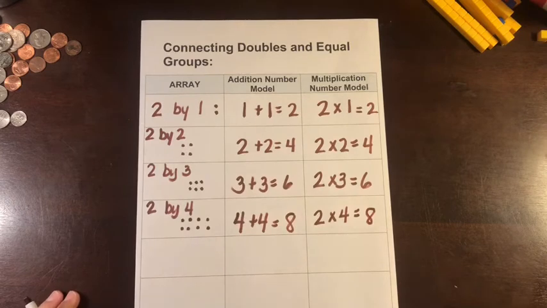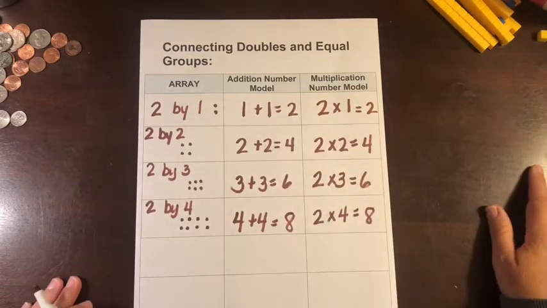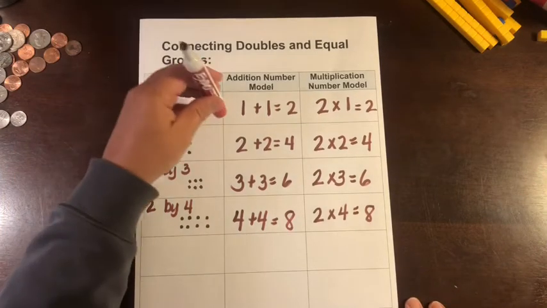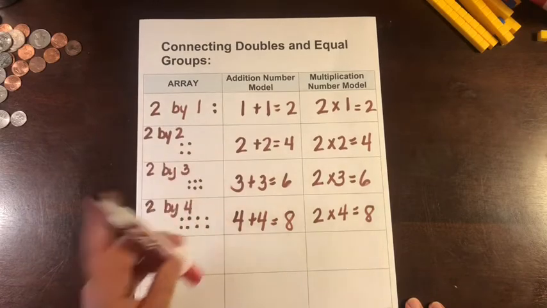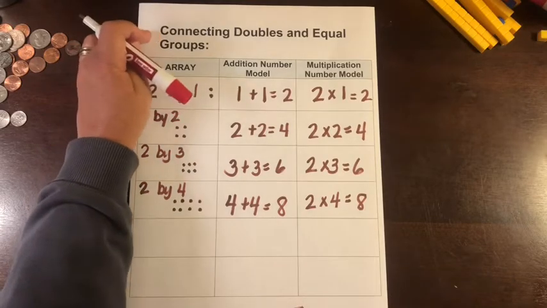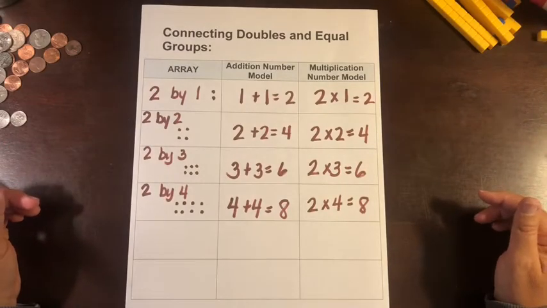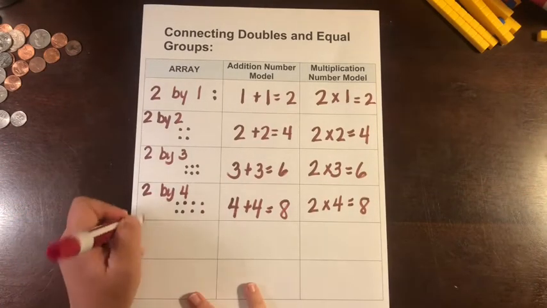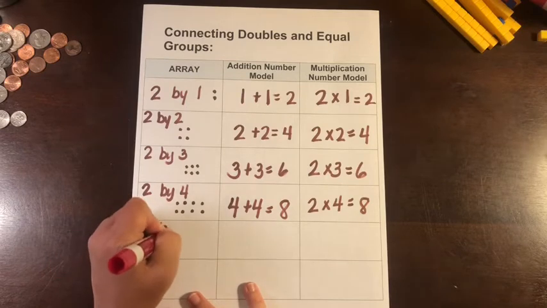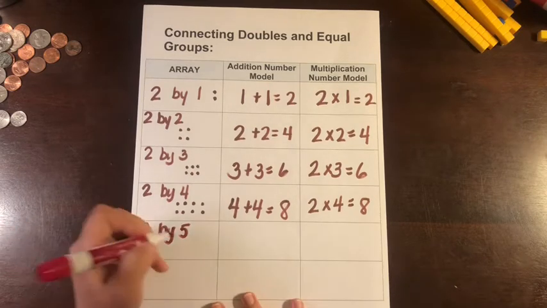What patterns are you seeing? Good. All the numbers are even. Good. And your answer, what else are you seeing? You're right. These are doubles facts. So we are connecting the doubles facts with our arrays and creating multiplication problems. So if I was going to do these last two boxes and I was going to stick with my 2's, a 2 by 5 array, what would that be? You're right.